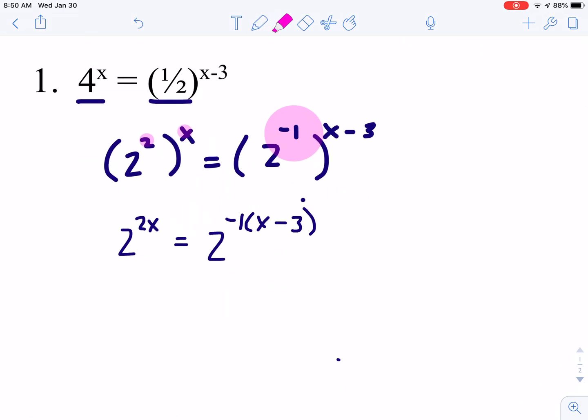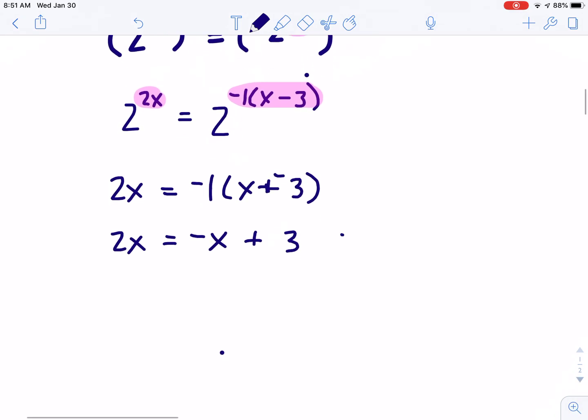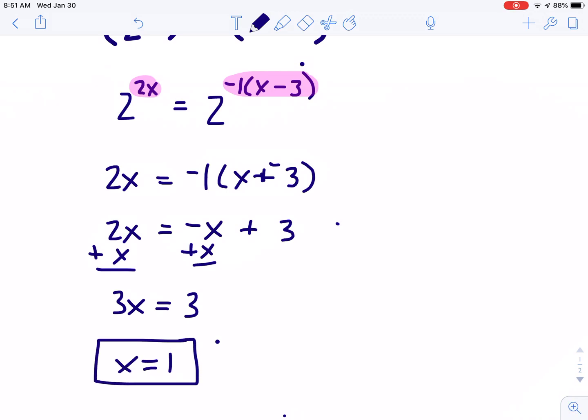Now we're in pretty good shape, because now we have 2x over here and negative 1 times x minus 3 here. They both had the exact same base. What that tells us then is that 2x must equal negative 1 times x minus 3. And I don't like minus 3, so I'm going to change it to plus a negative 3. Now, if you distribute the negative 1, you get negative x plus positive 3, because the negative signs cancel out. Now, if we add x to both sides, we get 3x equals 3, which gives you x equals 1. That's our solution.